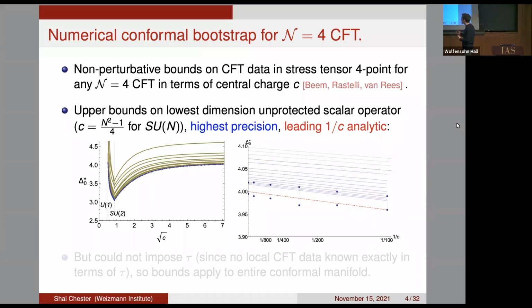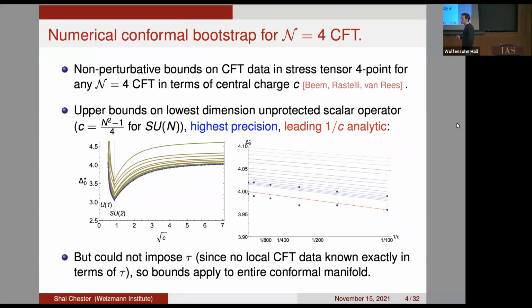And one of the successes of this bootstrap study is that they were able to compare the upper bounds they were getting on the scaling dimension to independent calculations at leading order at large N, as computed from supergravity. They found some evidence that in the infinite precision limit of the numerical bootstrap, these bounds would maybe roughly saturate this supergravity correction, which is shown in red here.